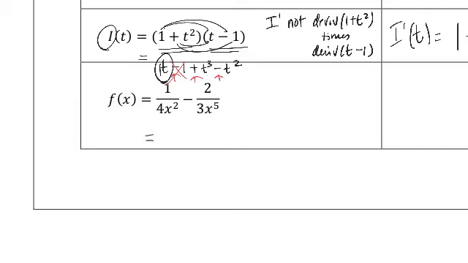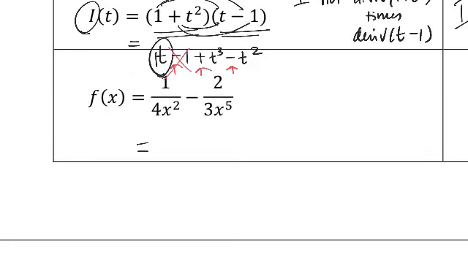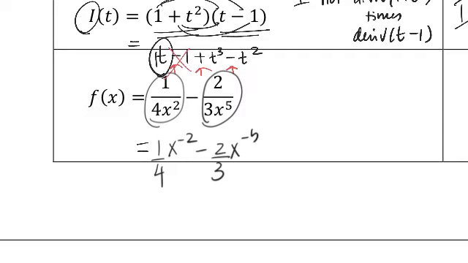Last one here, we're going to rewrite. Be careful when you rewrite. This has to be rewritten as a power, a negative power. Be careful because it's 1/4 x to the negative 2. The 4 stays in the denominator. This one is 2/3 x to the negative 5.